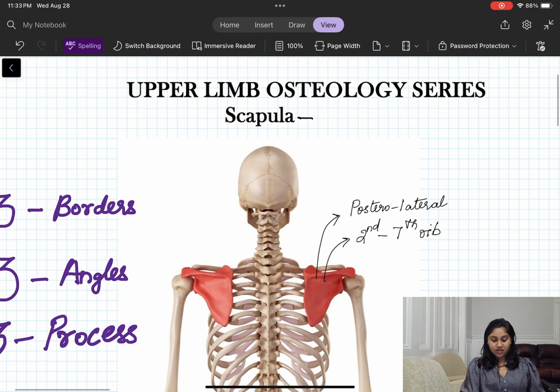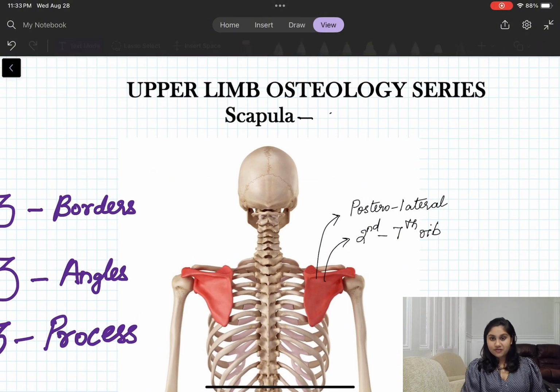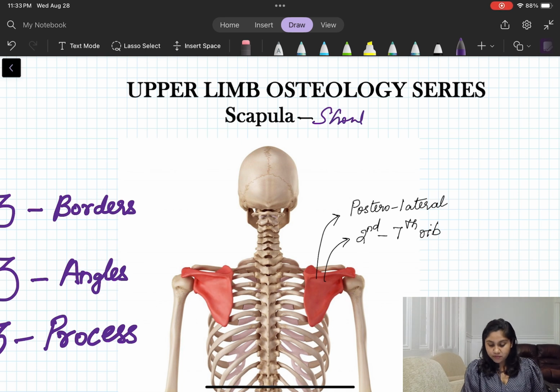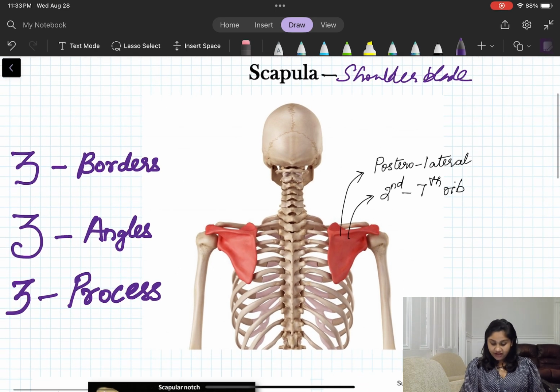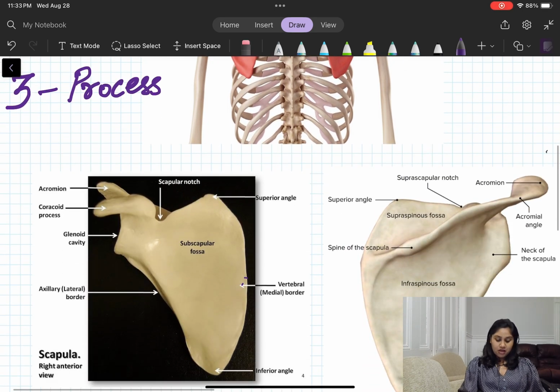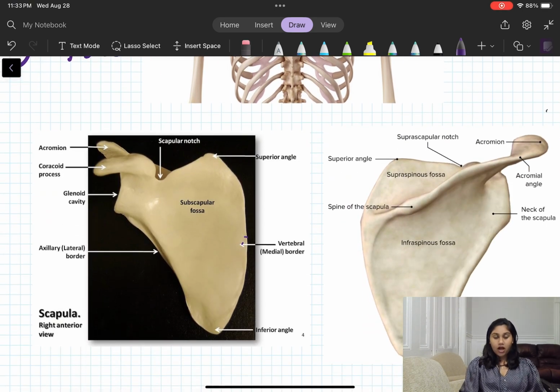Now let us see into the scapula. So scapula is also known as the shoulder blade commonly, and it is a triangular shaped bone that is present in the posterolateral aspect of the thorax, and it is extending from the second rib to the seventh rib. So the easiest way to learn scapula is the 3-3-3 method, that is 3 borders, 3 angles and 3 processes. So before that, we will see what are the 2 surfaces of the scapula.